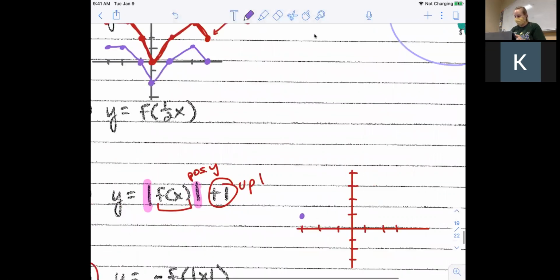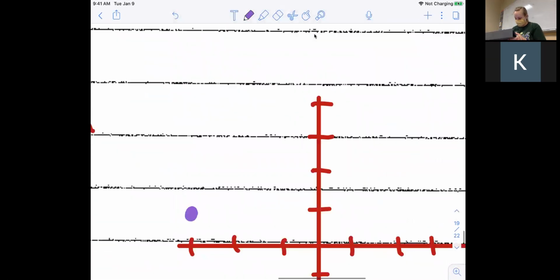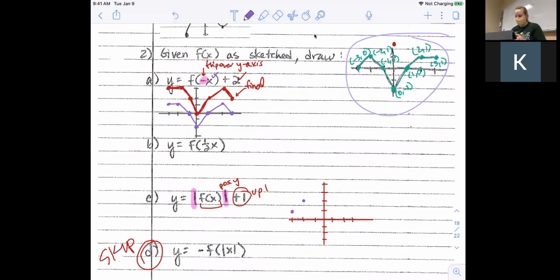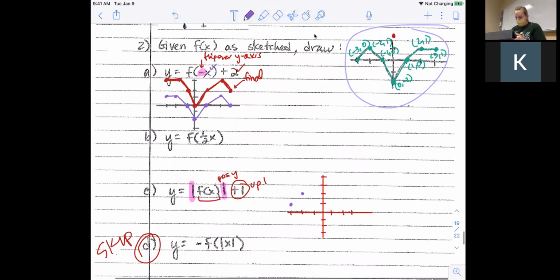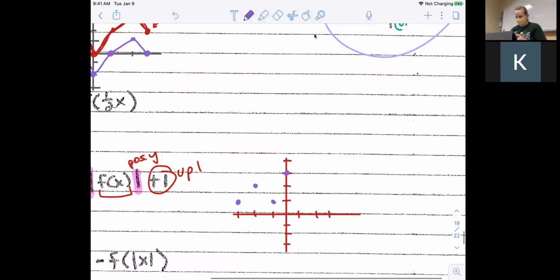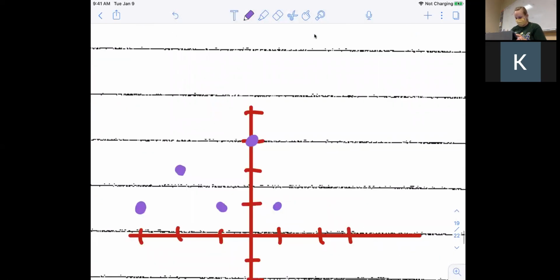I was just wondering, so we flip it up and you flip the 0, -2 to 0, 2, right? Mm-hmm. And then you just move it up 1? Yep, and then you move that point and then every other point up 1. Thank you. You're welcome.